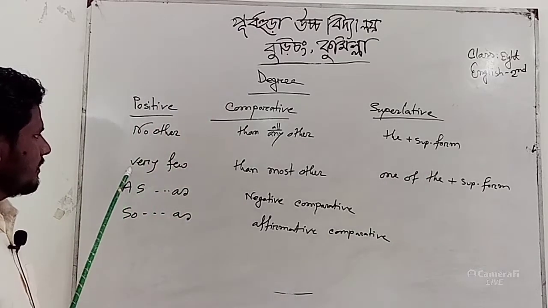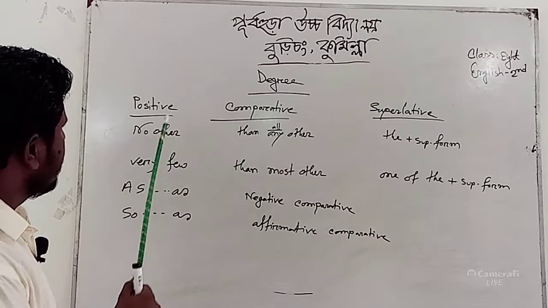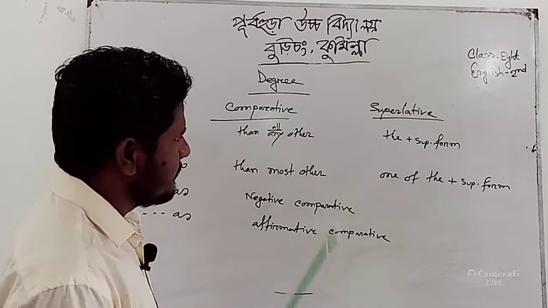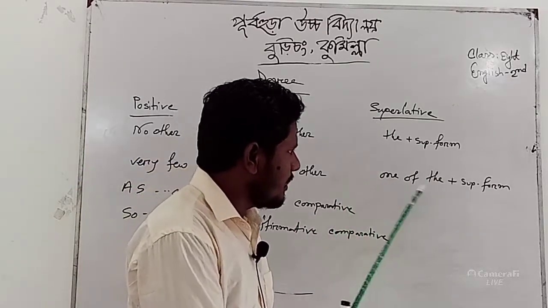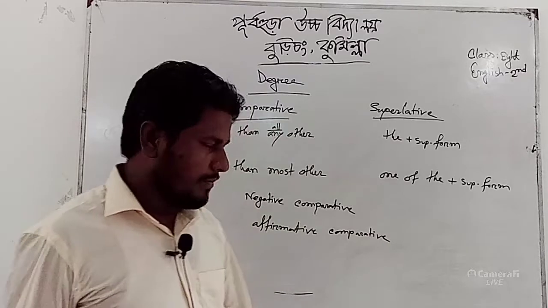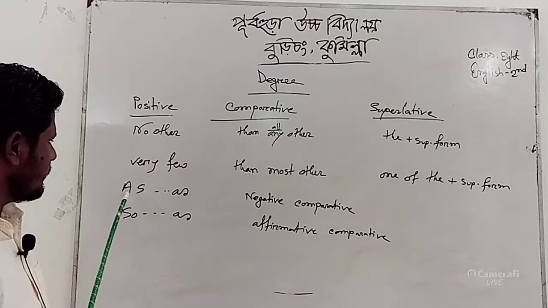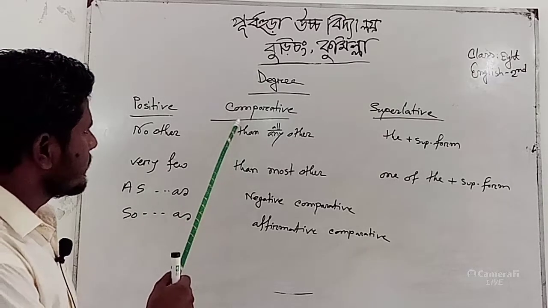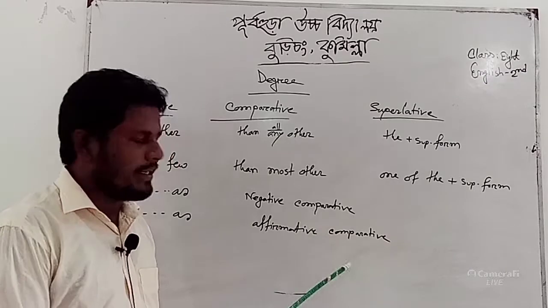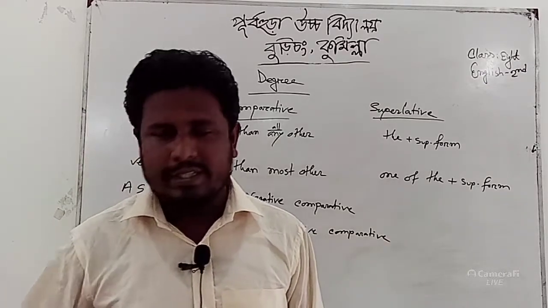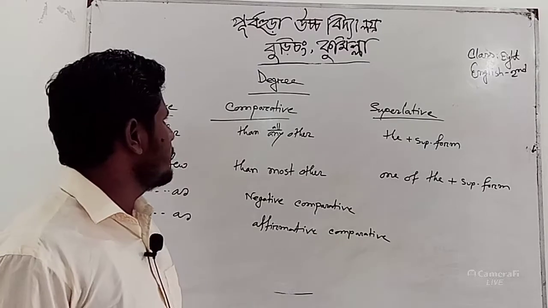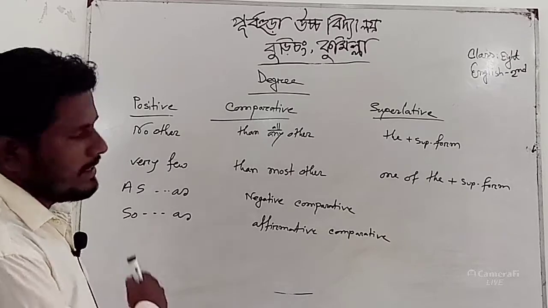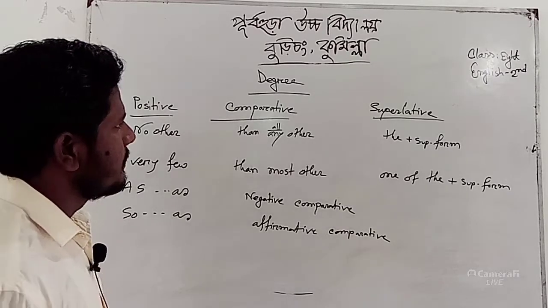Next, I have written "very few" in positive degree, and then in comparative degree I have written "then most other", and in superlative degree I have written "one of the" plus the superlative form. And I have also written "as dot dot as" and "so dot dot as", and in comparative I have written negative comparative and affirmative comparative. This is the short technique to change degree from positive to comparative and superlative. Let's get started with the change from positive to comparative and superlative.